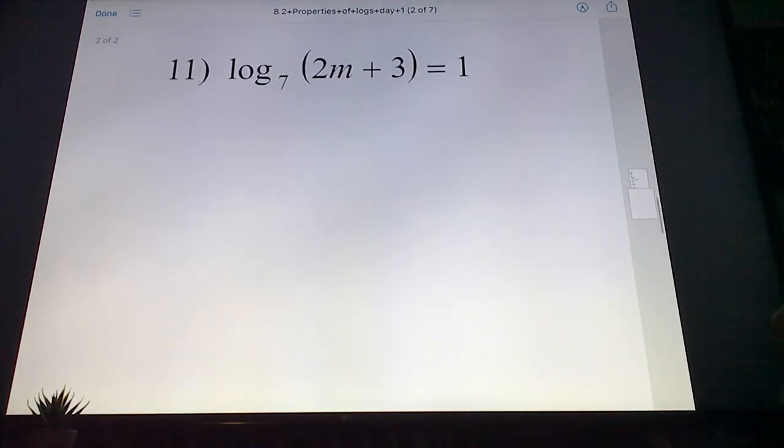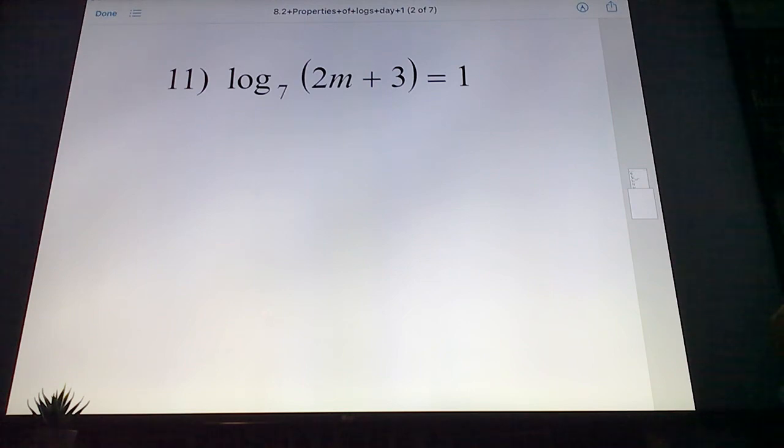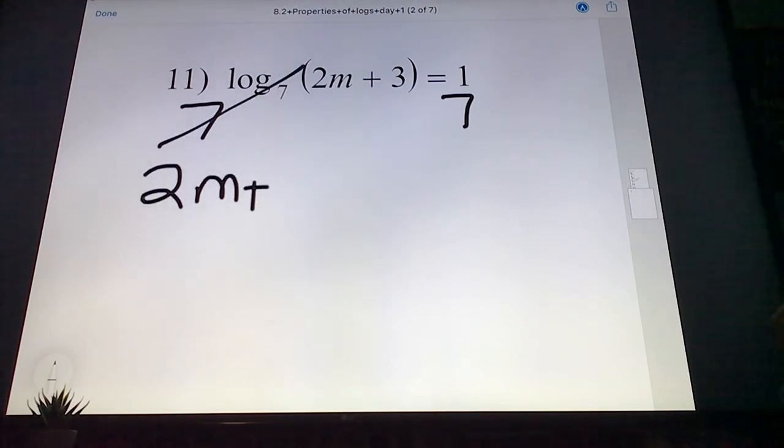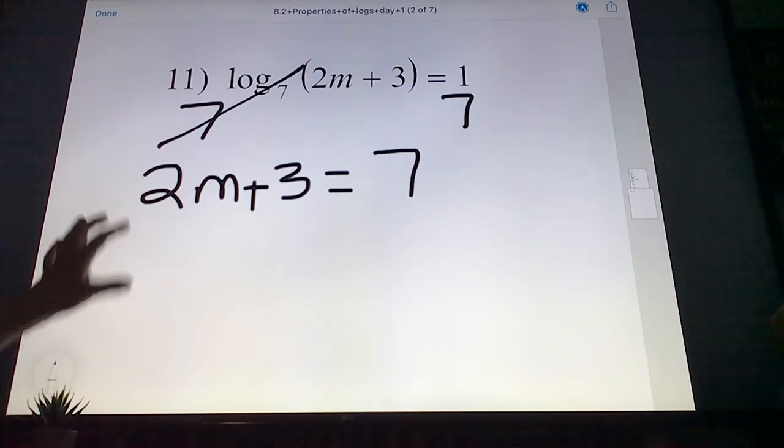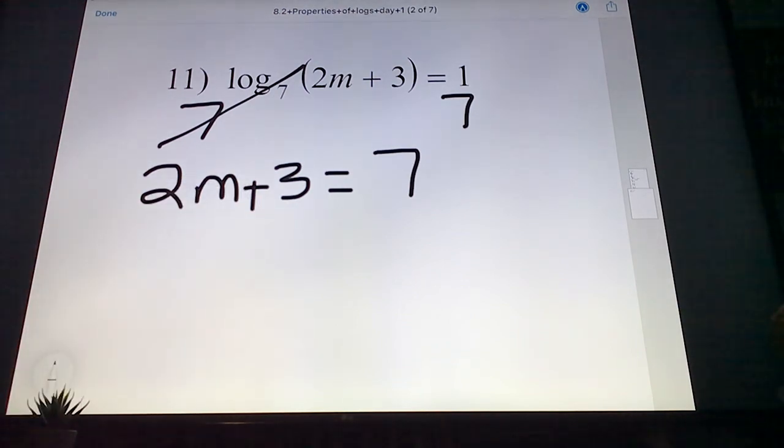Okay, 11. Our log base is what? Okay, it's 7, so you're going to raise both sides to the 7th power. So we got 2m plus 3 equals, well, 7 to the 1 power is going to be 7. Okay, now we're getting more complex. So what needs moved first? The 2 or the 3?